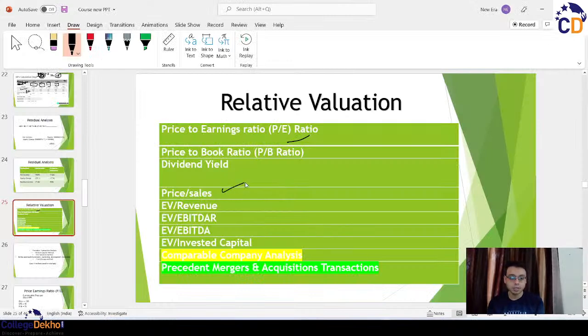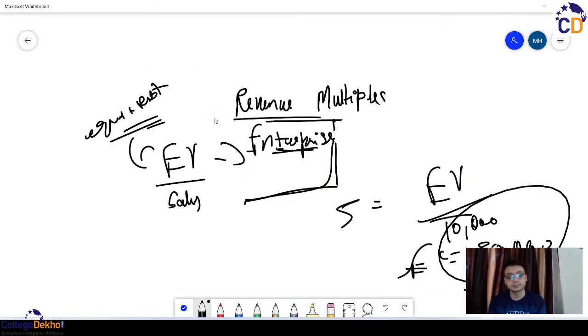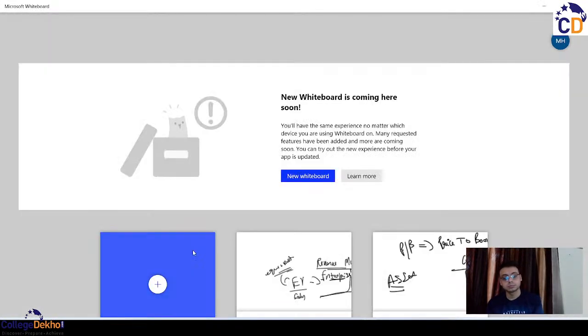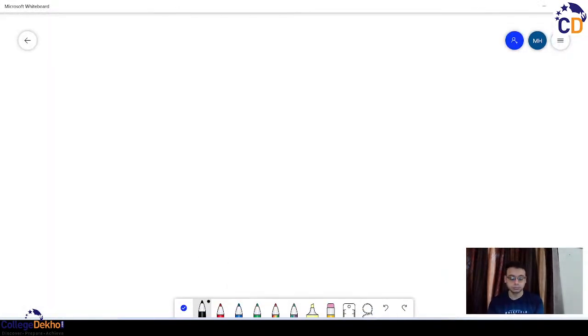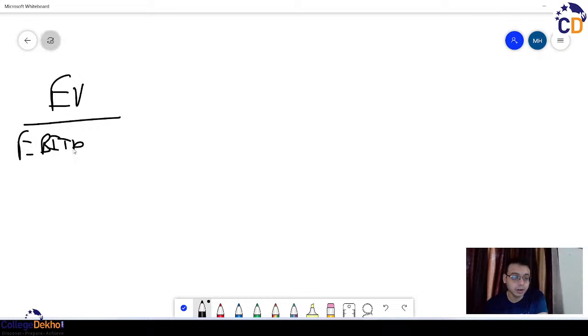अब यहाँ पे प्राइस टू सेल्स की हमने बात करी. EV to revenue or EV to sales is the same. But EV to EBITDA, these are the transaction multiples. EV to EBITDA की बात करते हैं हम. In transaction multiples, we have EV to EBITDA. EV is enterprise value, EBITDA is earnings before interest, tax, D is for depreciation, A is for amortization.